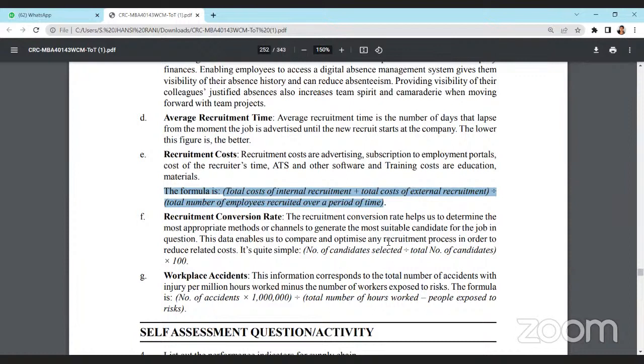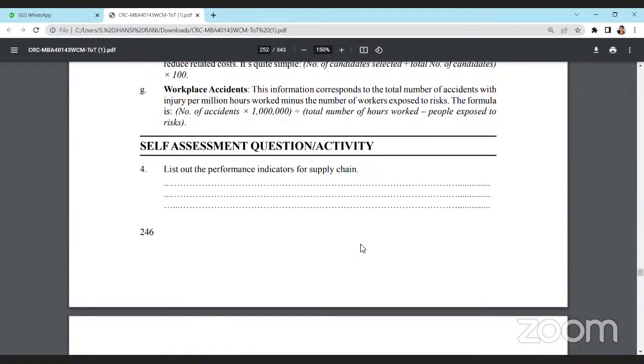And workplace accidents. This information will correspond to the total number of accidents with injury per million hours worked, minus the number of workers exposed to risk, and the formula is number of accidents times 1 million divided by total number of hours worked minus people exposed to risk.